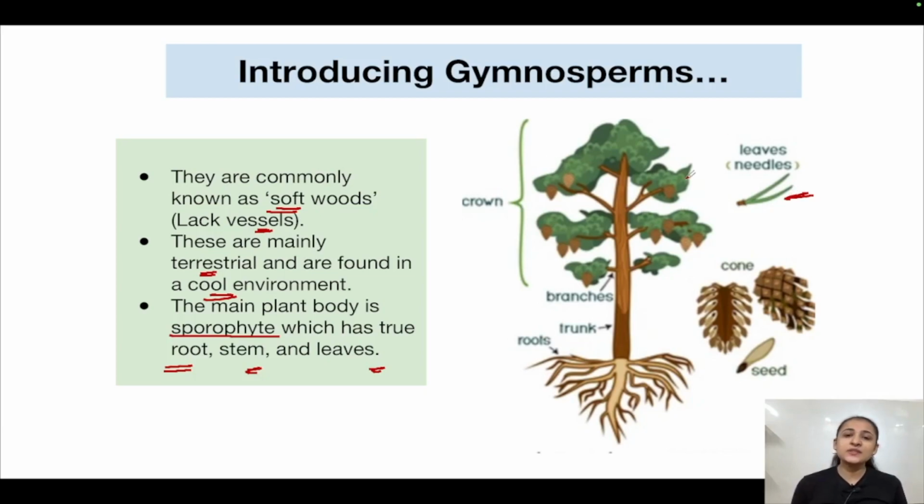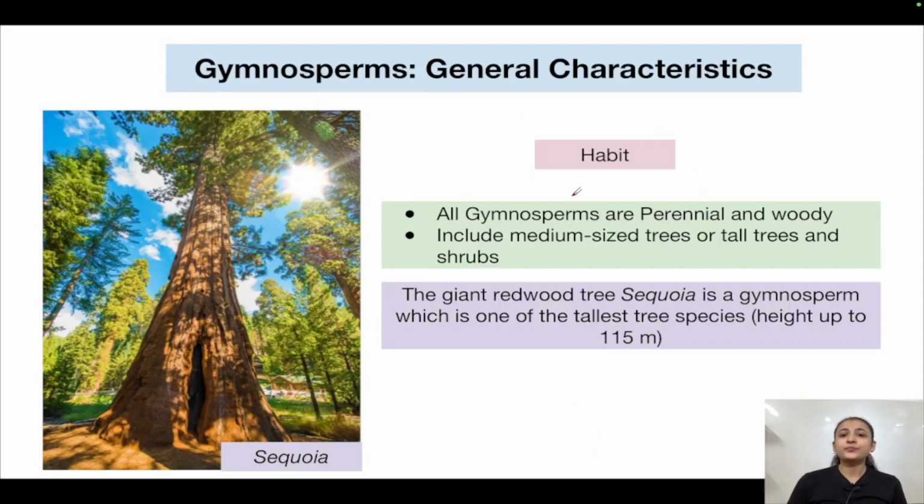And these gymnosperms are mainly present in cool environments. They are terrestrial, that is, they grow on land. They are not aquatic. They are not found growing in water. They are not in conditions where a lot of moisture or water is present. They are present in cooler and dry environments, and they are called softwoods because they lack vessels. And these structures you can see here are the cones. In angiosperms, flowers are present. In gymnosperms, cones are present. These are the cones which bear seeds. Now let's move forward.